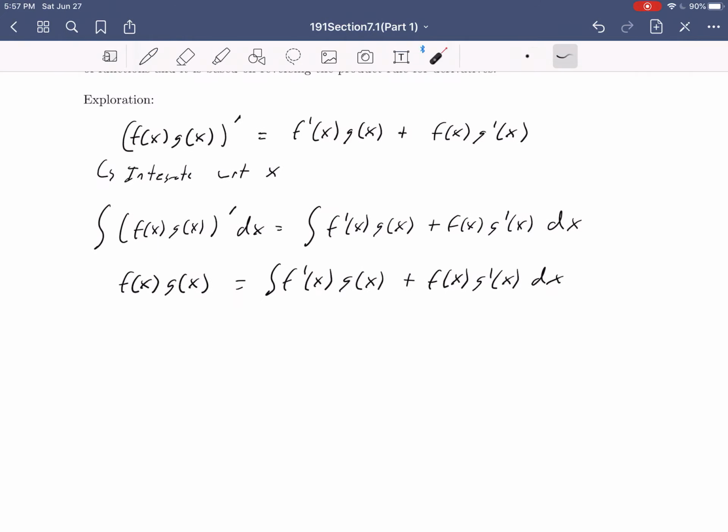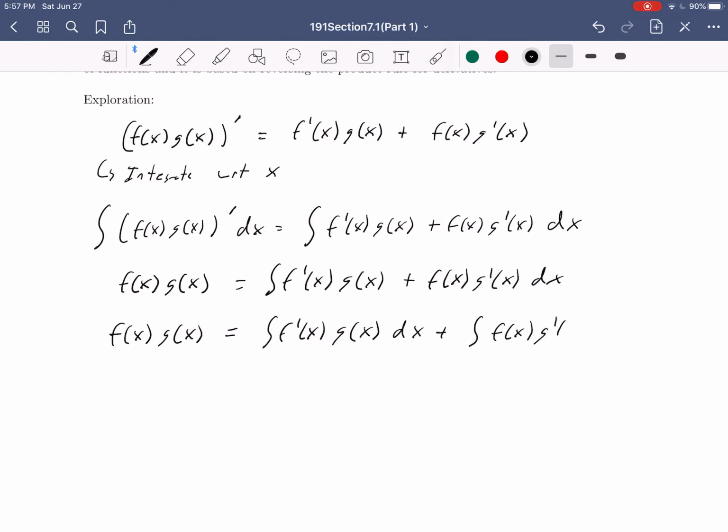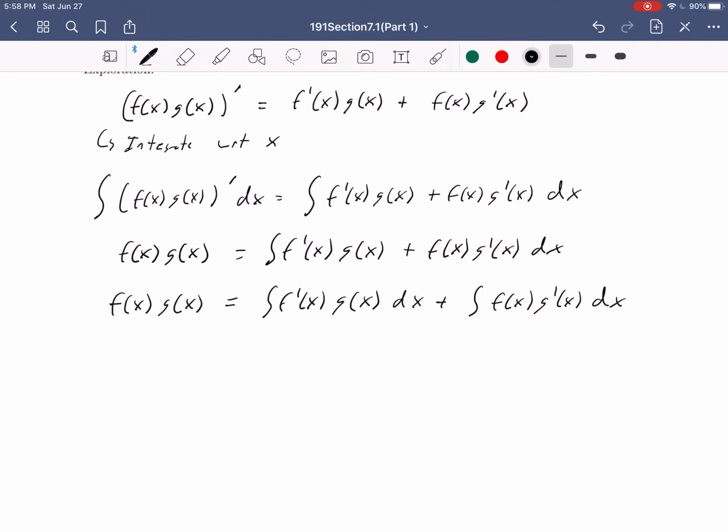All right, on this right-hand side, if nothing else, we know that the integral distributes not into each product, but over that addition, so we can break it up into two separate integrals. So f of x g of x is the integral of f prime g of x dx plus the integral of f of x g prime of x dx. All right. So what does this sort of tell us so far here?